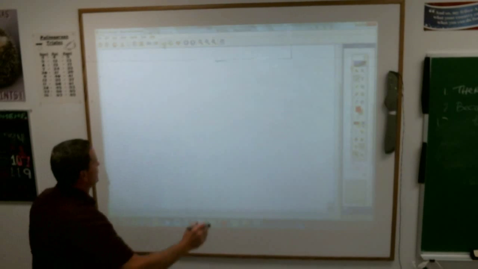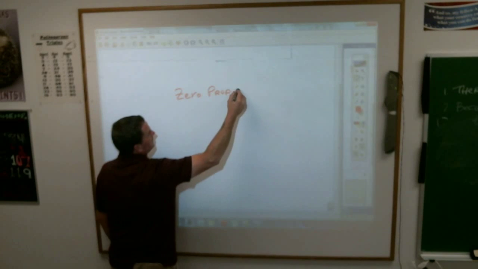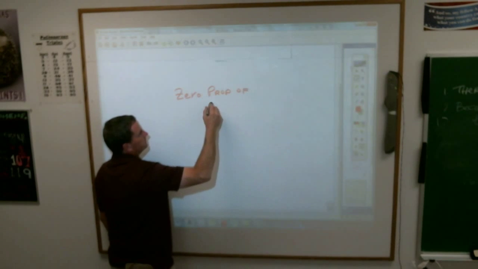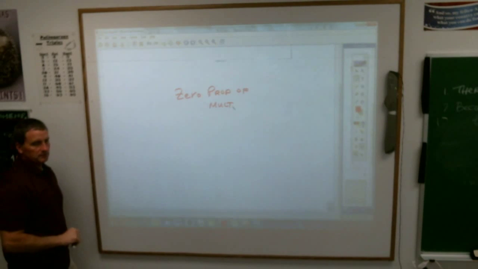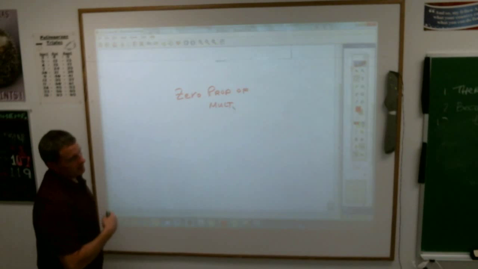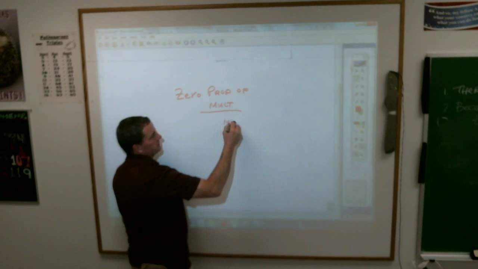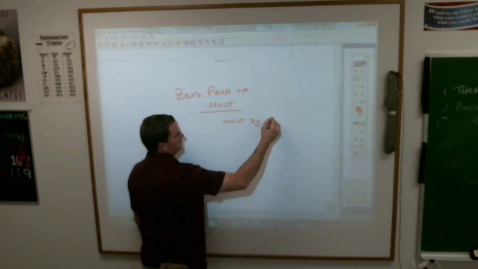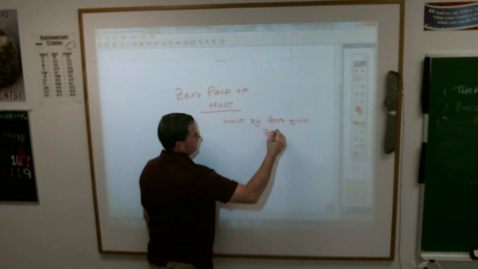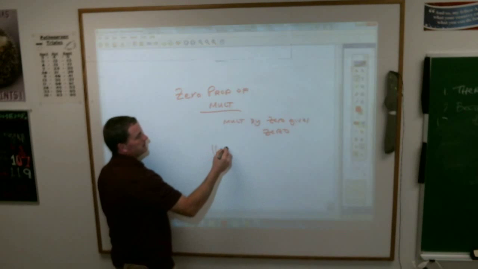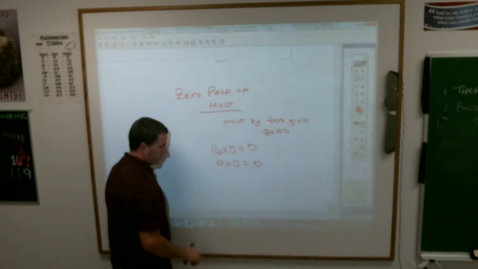The last one is the zero property of multiplication. Maybe you can guess what this is. Anybody want to say? Anytime you multiply by 0, you get 0. It just says multiplying by 0 gives you 0. So 16 times 0 equals 0, or A times 0 equals 0, however you want to show that.